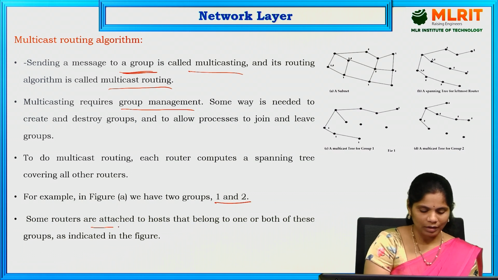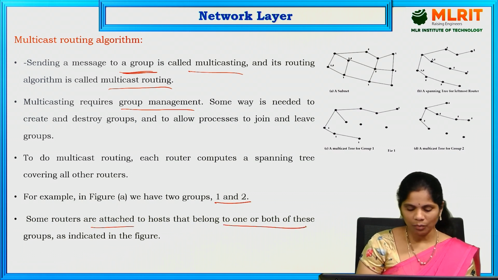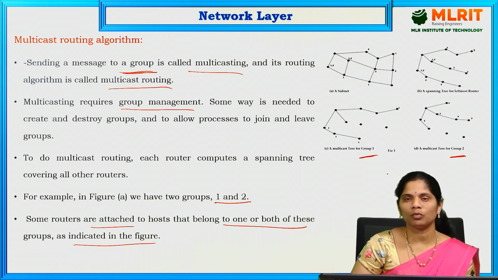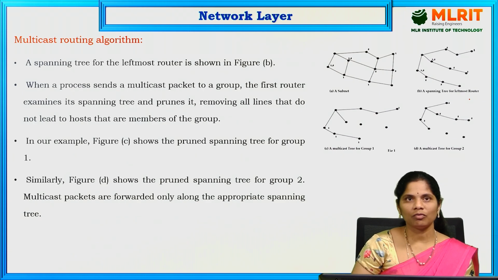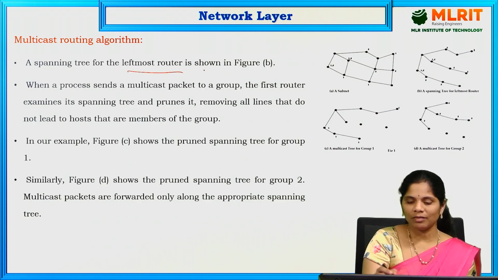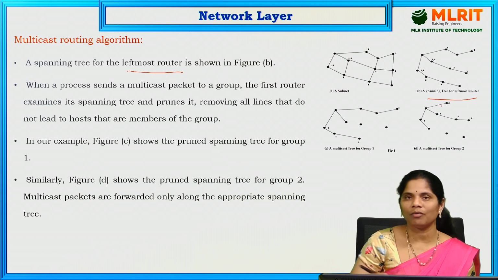Some routers are attached to hosts that belong to one or both of these groups, as indicated in the figure. This is indicating group 1, and this is indicating group 2. This is the leftmost router of the spanning tree. How is it going to happen? See here in this picture. A spanning tree for the leftmost router is shown in figure B.